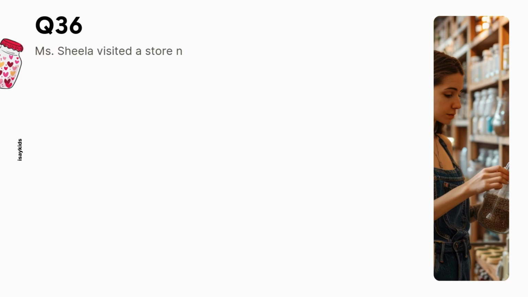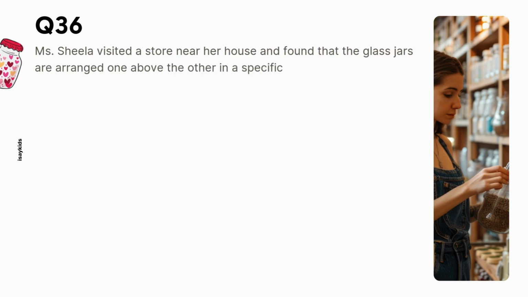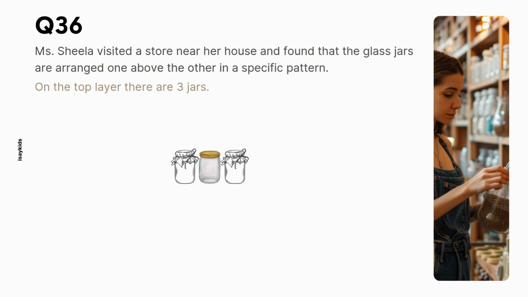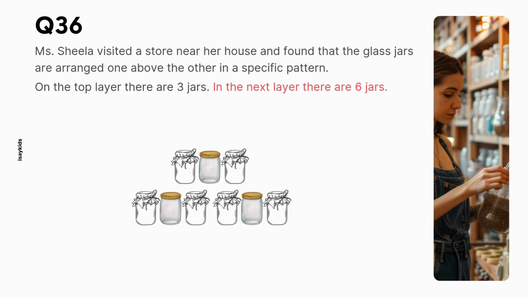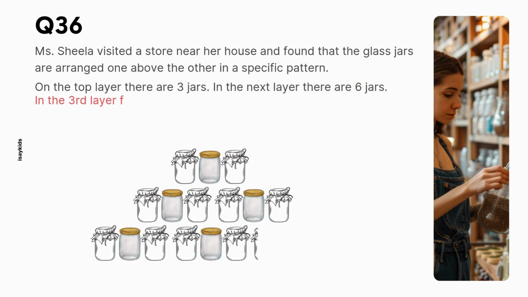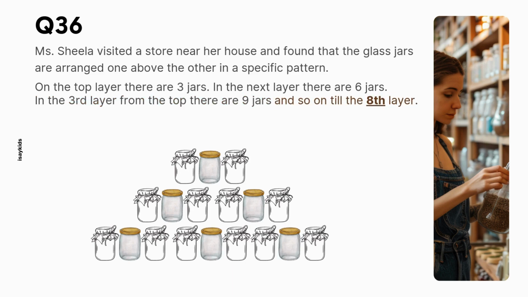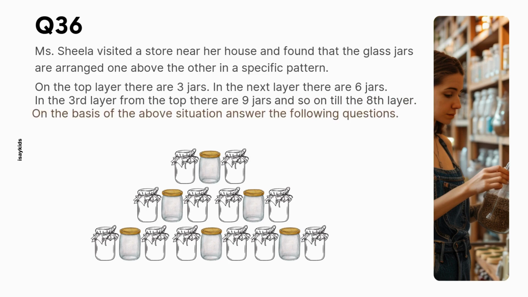Miss Sheila visited a store near her house and found that the glass jars are arranged one above the other in a specific pattern. On the top layer, there are three jars. In the next layer, there are six jars. In the third layer from the top, there are nine jars. And so on till the eighth layer. On the basis of the above situation, answer the following questions.